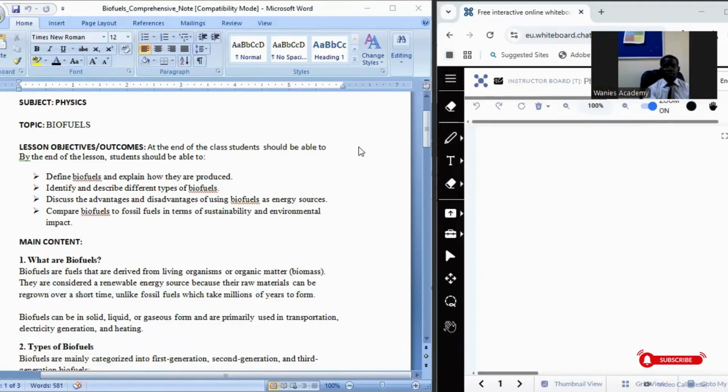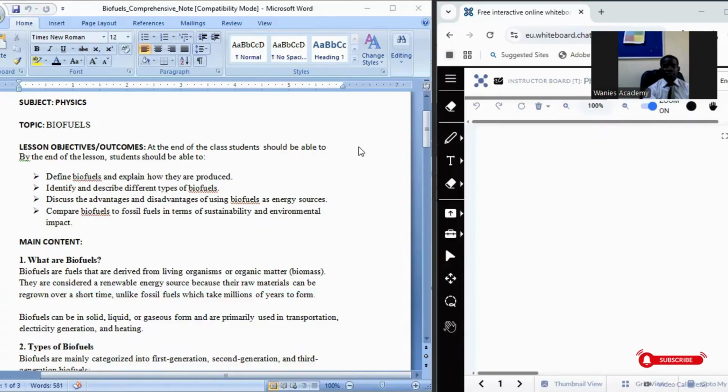So they are considered a renewable source because their raw materials can be regrown over a short period of time, unlike fossil fuel, which takes millions of years before you can actually regrow its raw materials. So that is why they are referred to as a renewable source of energy. That is the definition of biofuel. It is very, very important for you to understand what the concept is all about.